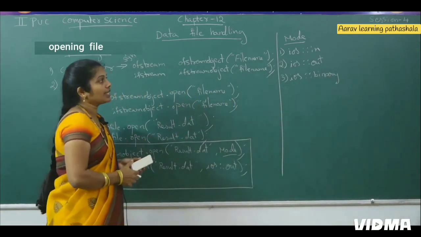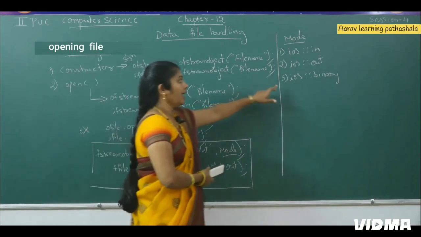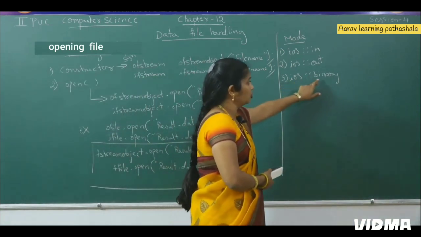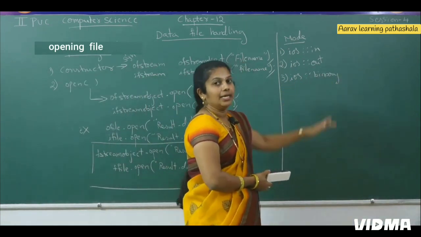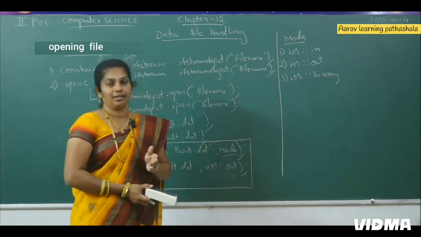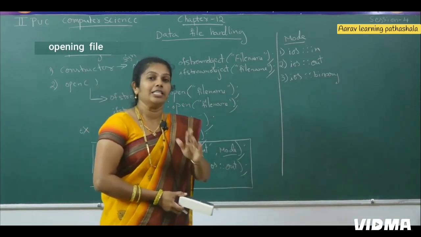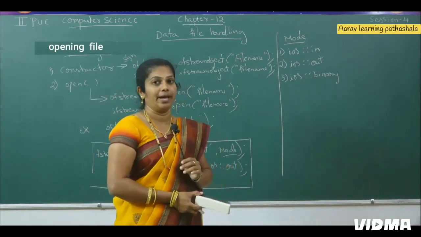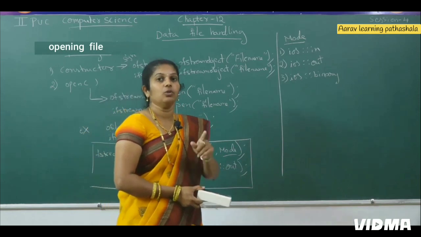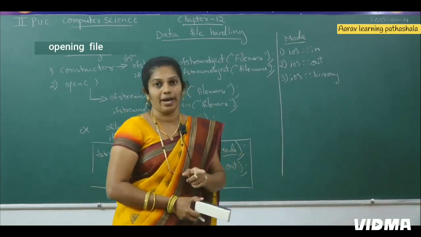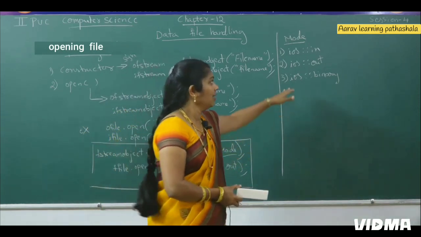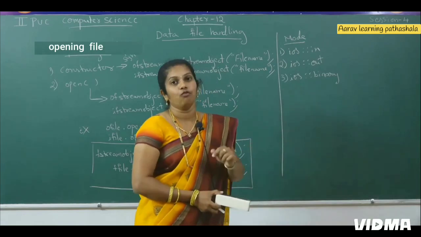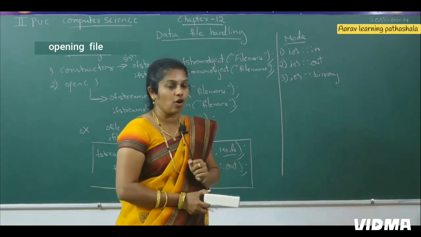Then what is the use of this ios::binary, that is input output stream scope resolution operator binary? Here we are opening the file, especially in binary format, that is zeros and ones format.